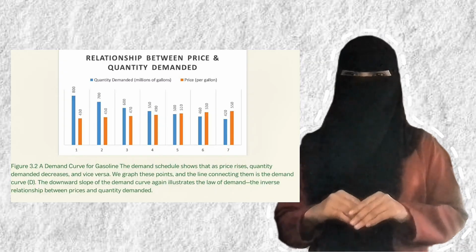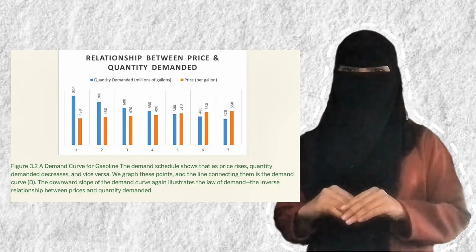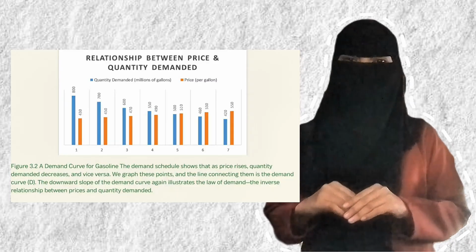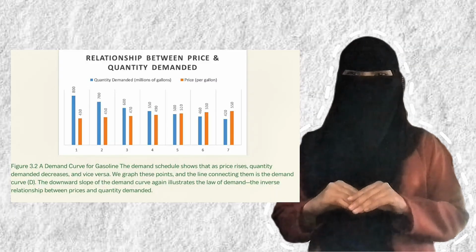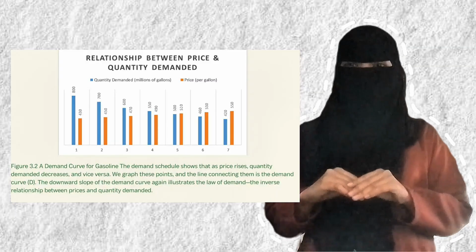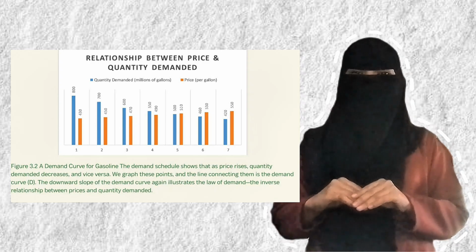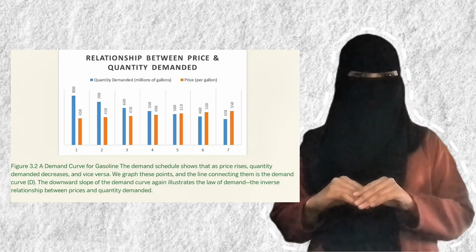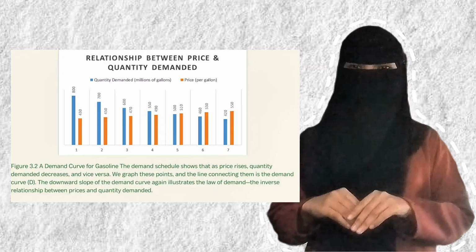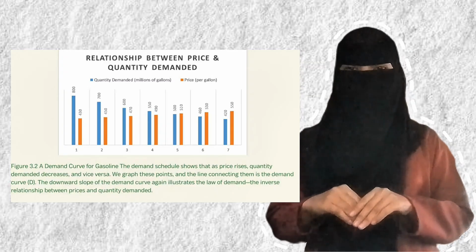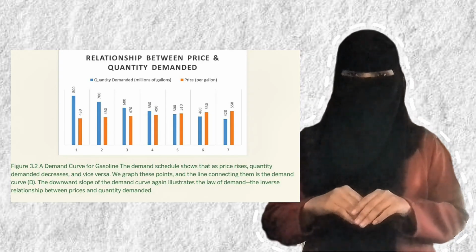As the price per gallon rises, orange bars, the quantity demanded, blue bars, decreases. Conversely, when the price falls, the quantity demanded increases. The graph plots these price-quantity pairs and connects them to form a demand curve, or D, which slopes downward from left to right, visually demonstrating that higher prices lead to lower demand and lower prices lead to higher demand.